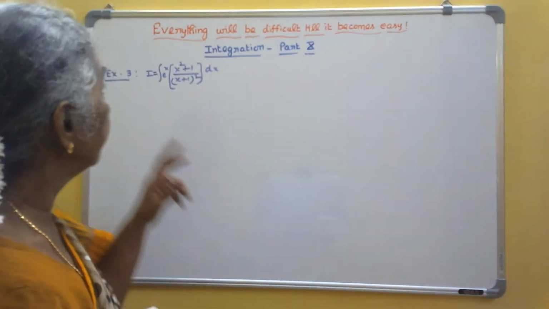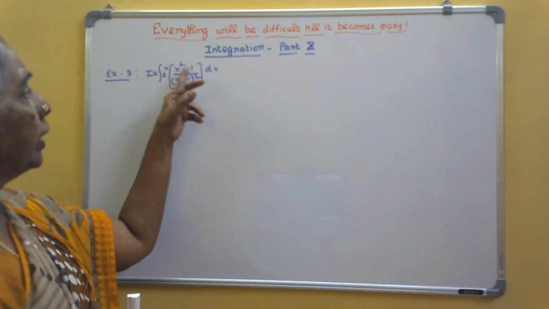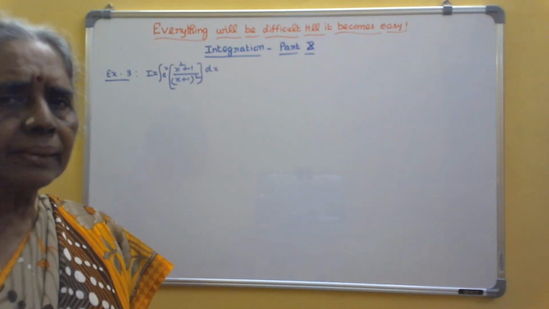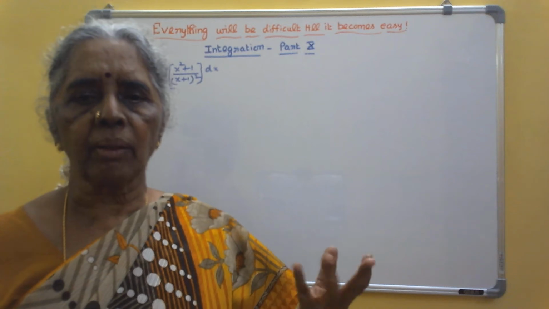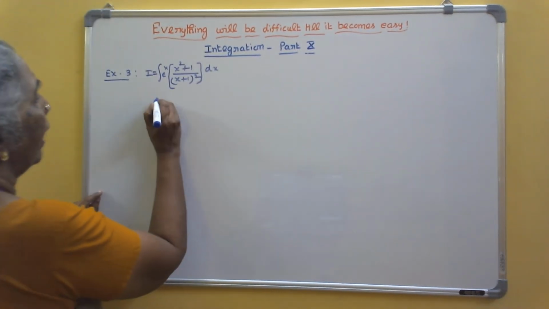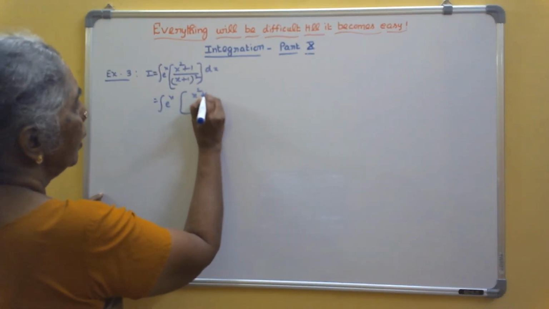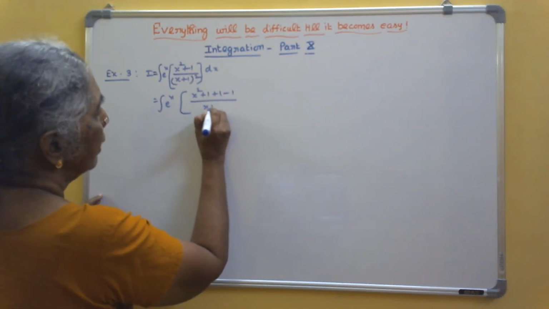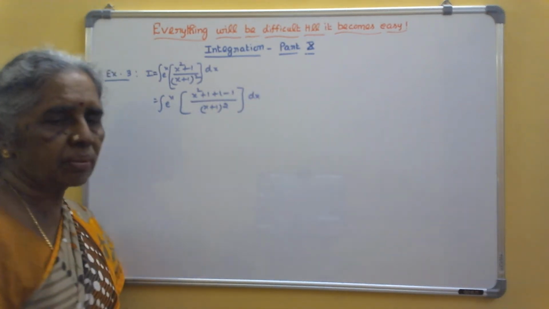Example 3. I is equal to integral e power x into (x squared plus 1) by (x plus 1) the whole square dx. This is also not straight, and here there is nothing like trigonometry formula and all. So here what I am going to do, now I will write it as integral e power x into (x squared plus 1). With that I am going to add and subtract 1. In the next step you will understand why I do this.